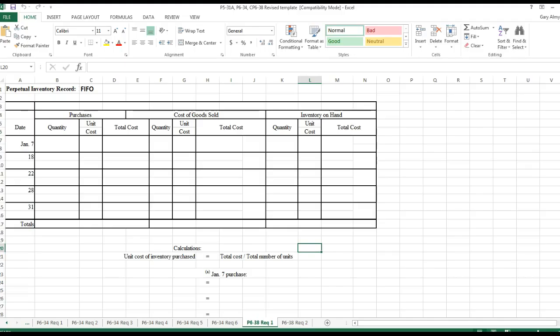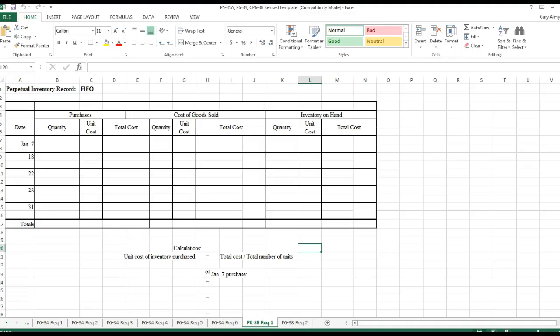So what we're going to be doing is taking a look at some transactions that have occurred in terms of purchasing inventory and selling inventory. And what we're using in this particular problem is the FIFO method, just like we used in the previous problem where we had FIFO, LIFO, and weighted average. This problem, P6-38, is only going to look at FIFO. Another thing I want to mention is that we don't have any beginning inventory like we did in the previous problem, P6-34. There was a beginning inventory. In this particular case, there's no beginning inventory.